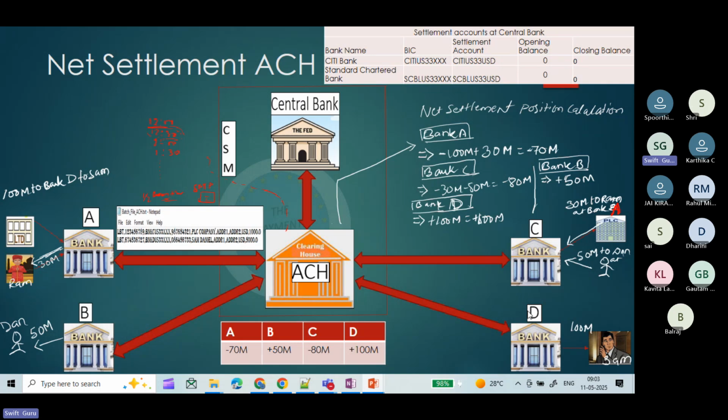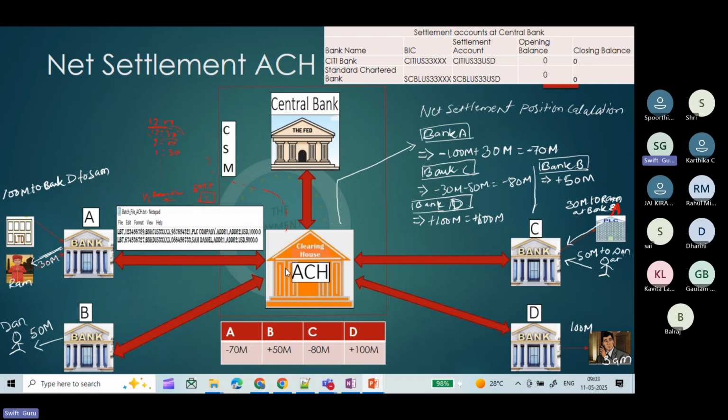If bank D does not receive this 100 million, they will not go and ask bank A and bank C saying that your position was negative, so you transfer the fund to me. They will not say that. They will reach out to this clearing and settlement mechanism. So they are bearing all the risk.